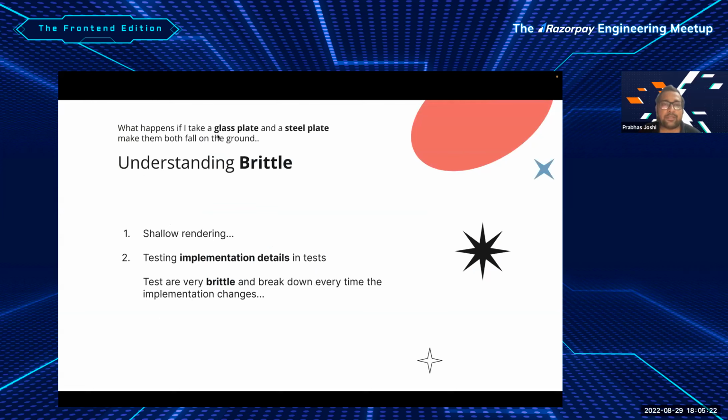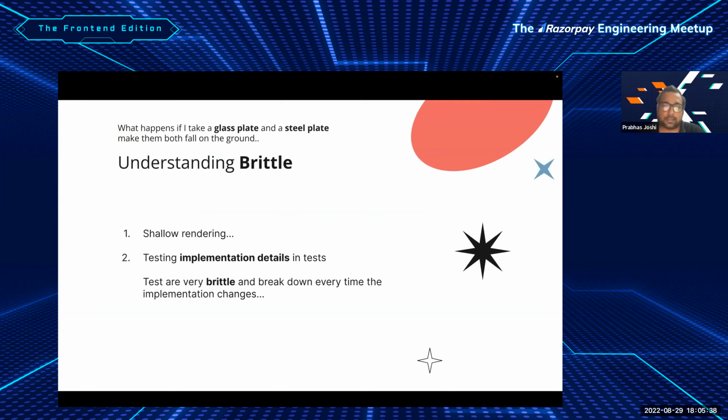So we want to understand what's brittle. What happens if I take a glass plate and a steel plate and make them both fall on the ground? Why am I using words like brittle to describe our tests? So what's going to happen? I think the glass plate will break and the steel plate will not break.